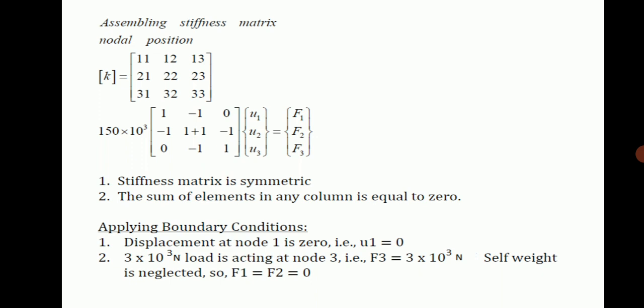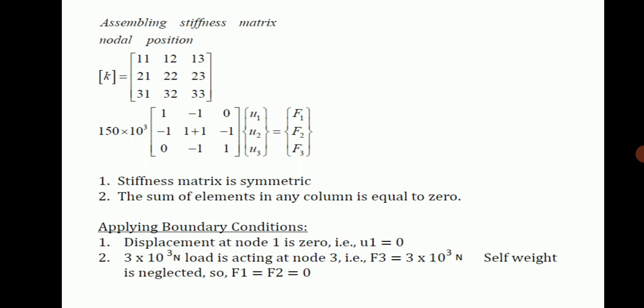Next step, we want to apply the boundary condition and find the elongation of the bar. So next we apply the boundary condition. Displacement at node 1 is 0 because it is a fixed node, so u1 is 0. And a 3 into 10 power 3 Newton load is acting at node 3. In the third node, the force is acting. So F3 is 3 into 10 to the power 3 Newton. Self weight is neglected, it is given in the problem. So F1 and F2 are equal to 0.